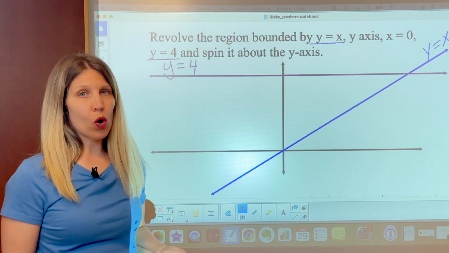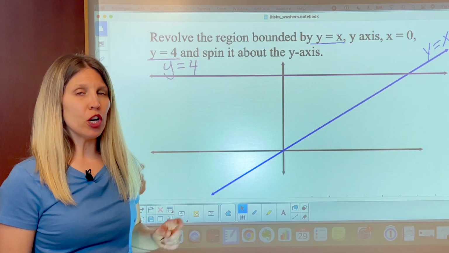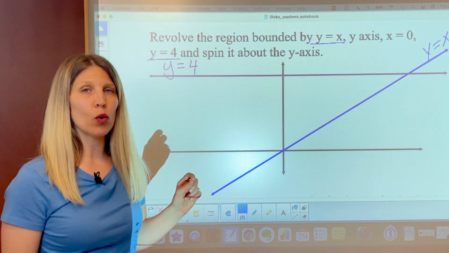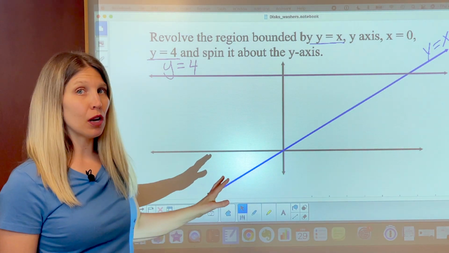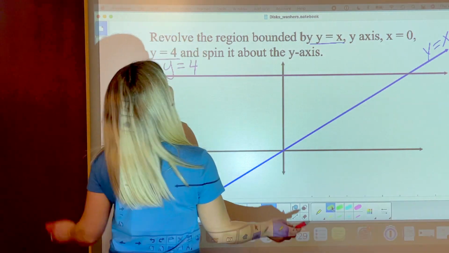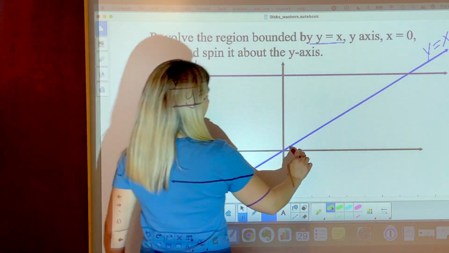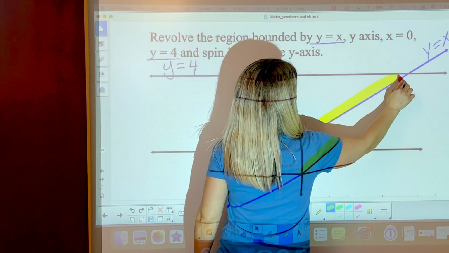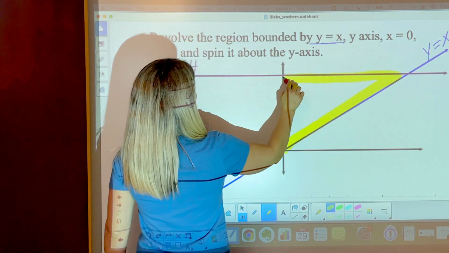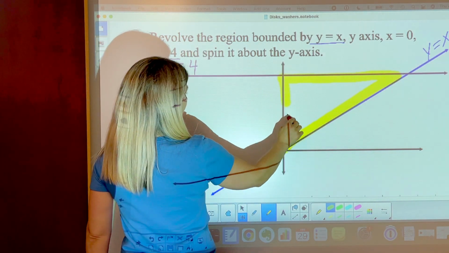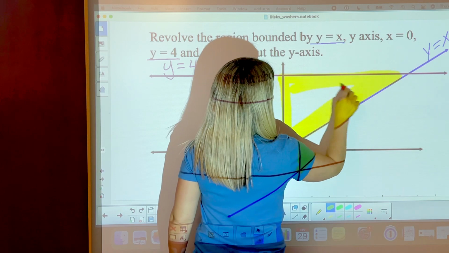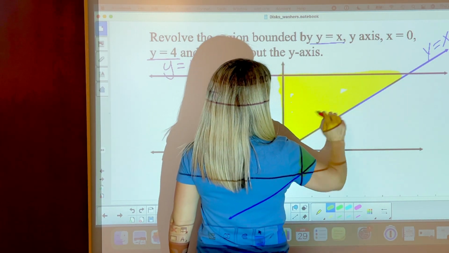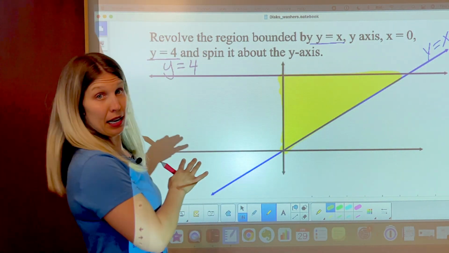We're going to try one more example, and this one's a little different. Notice it wants us to spin it around the y-axis. So again, make sure you have this drawn. Notice we're being bounded by y equals x, and then up here at y equals 4, and the x-axis. So this is the area that they want us to spin.